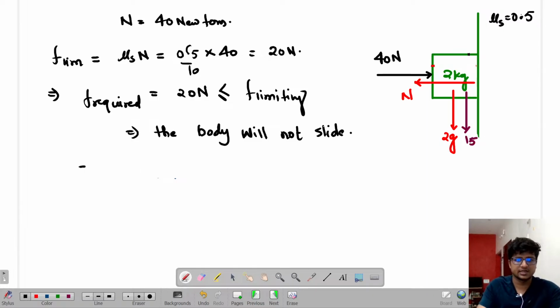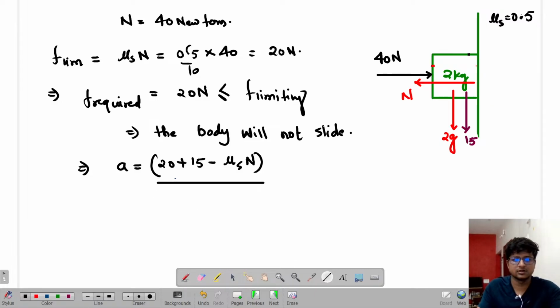Then the body will accelerate, correct? And the acceleration will be how much? 20 plus 15 minus this is our mu s into N, F limiting, divided by mass, valid or not? Mass is how much? 2 kg. So this is how much? 35 minus 20, correct?